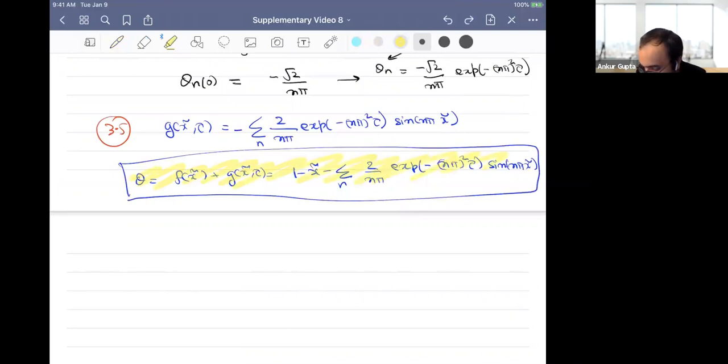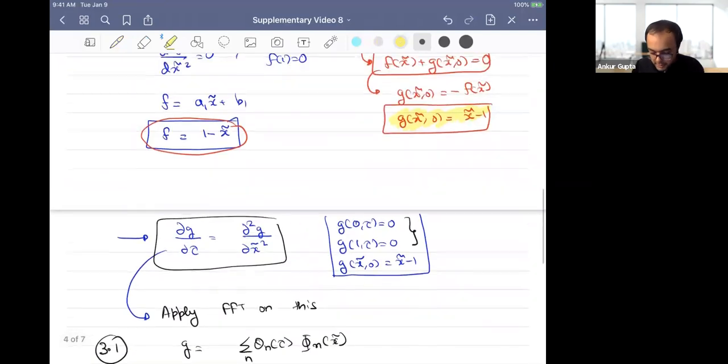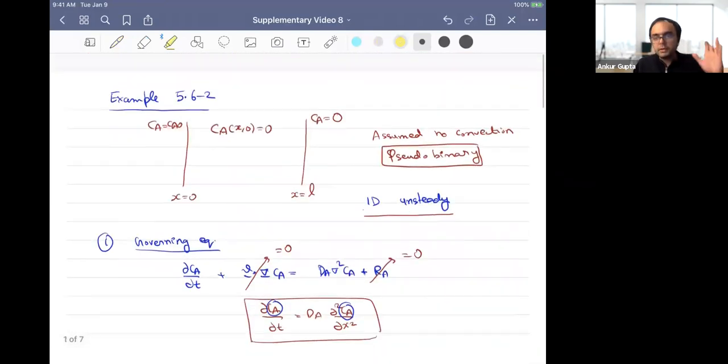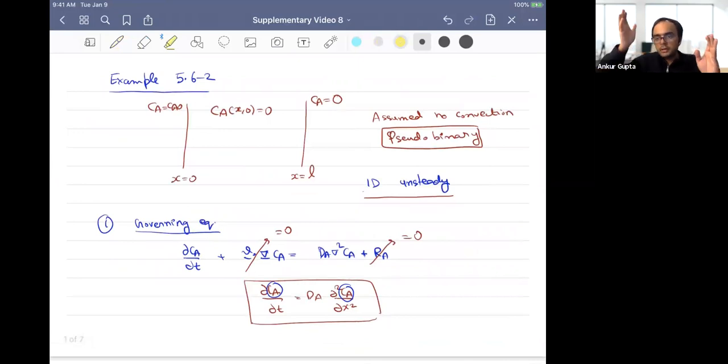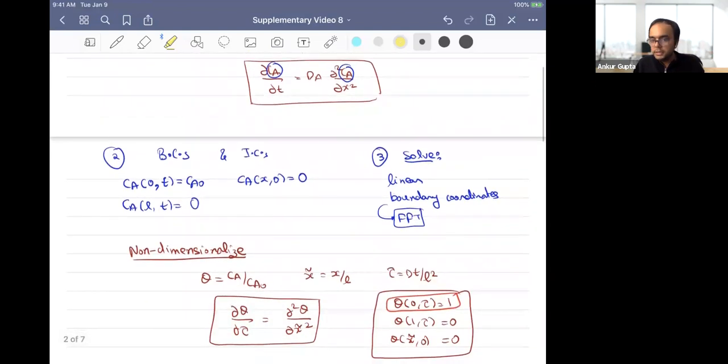So this was a very long solution, I realize that, but I hope this gave you a flavor of what we do when the system does not allow us to simplify. So let's walk through this slowly once to make sure. We were given a problem, constant concentration of C_A0 at x equal to 0, from 0 to L, initial concentration to be 0. Pseudo binary, 1D unsteady problem, no convection, which gave us the governing equation, and we had the boundary condition and initial condition. Because this was a linear boundary value problem, we could apply FFT.